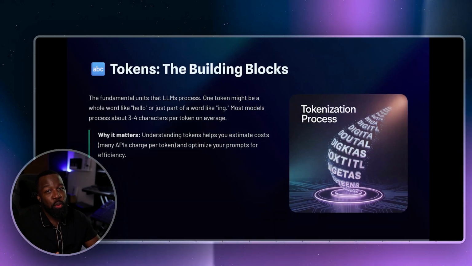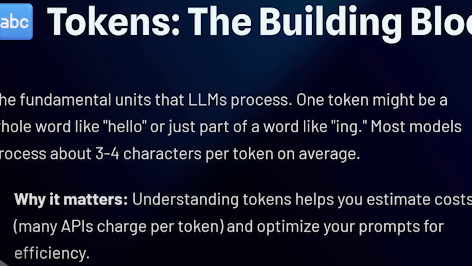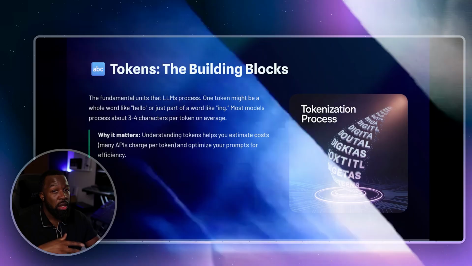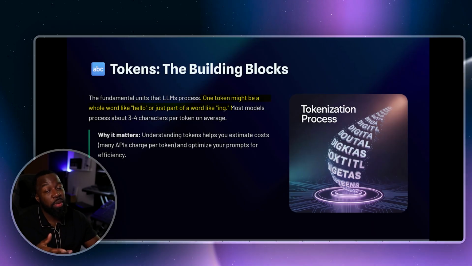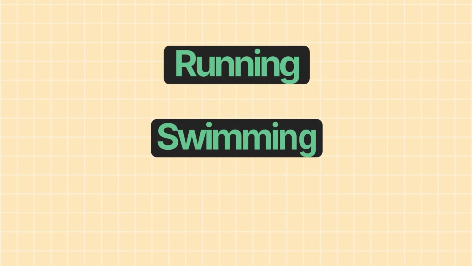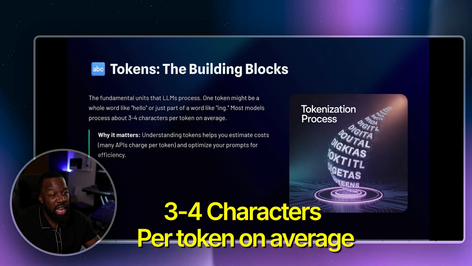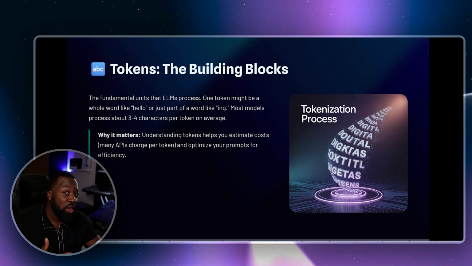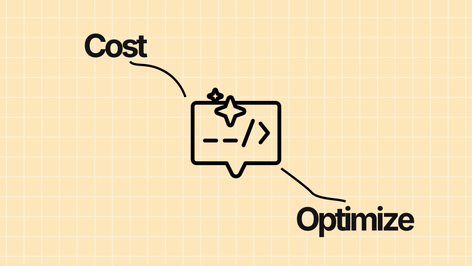We're going to start with the building blocks of LLMs, tokens. So tokens are the fundamental units that LLMs process. One token might be a whole word like hello, or it might just be part of a word like ing, as in running, swimming, or walking. Most models end up processing around 3 to 4 characters per token on average. But why does it matter? Understanding tokens is going to help you estimate costs and optimize your prompts for efficiency.